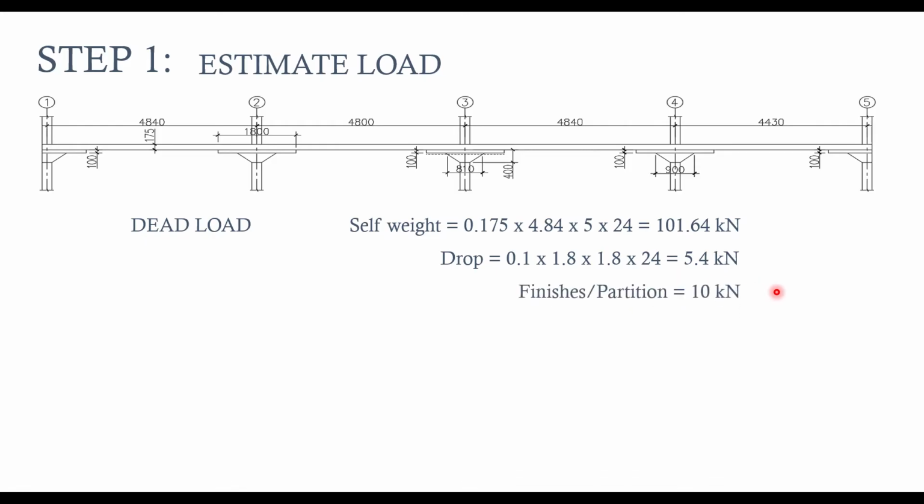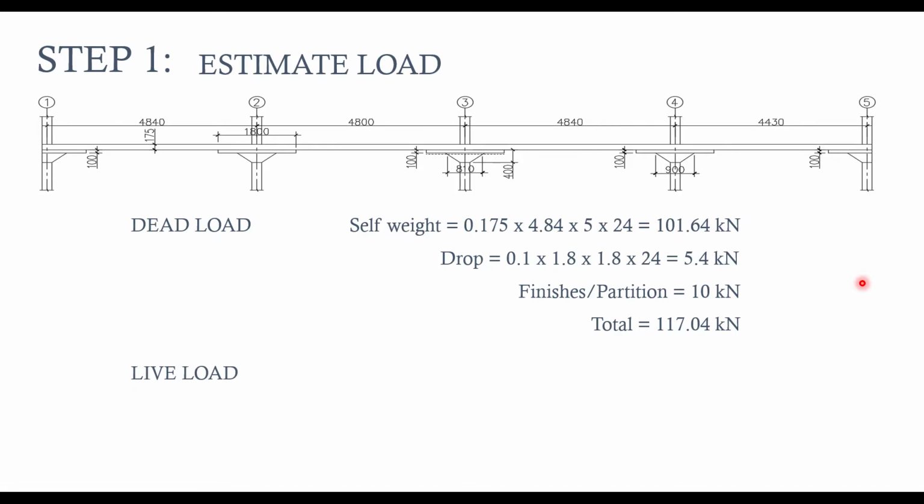You can also add additional load such as partitions and finishes. For the purpose of this example, we are just going to assume a partition and finish load of 10 kilonewton. Up next, we go to the total load. The total load is just the summation of the self-weight of the slab, the drop panel, as well as the partition and finish load. Then to now calculate the live load, it is actually given in the code.